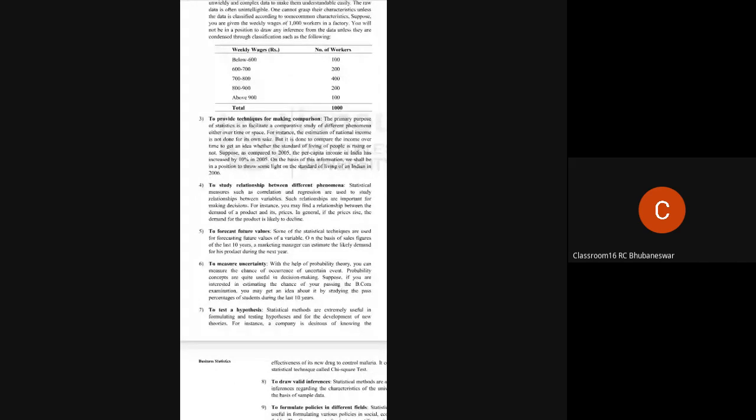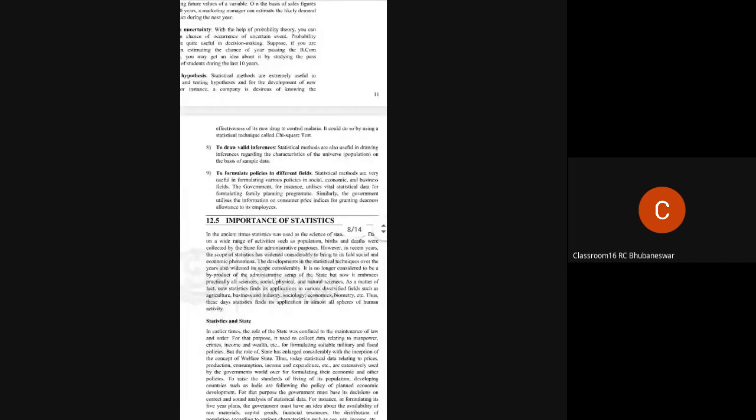Okay, to measure uncertainties, to test a hypothesis. That means it may happen or not. Hypothesis means it may happen or not. So possibilities, if it is possible or not possible. Then to draw valid inferences, to formulate policies in different fields.